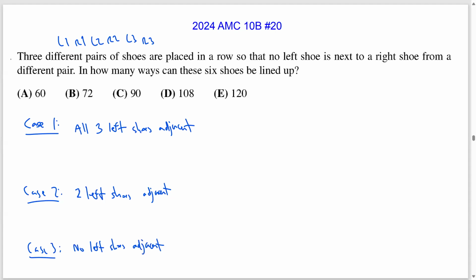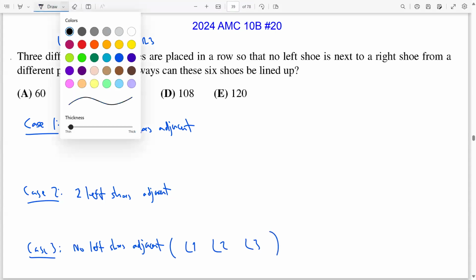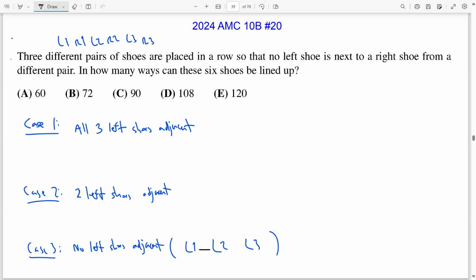Now it turns out that case 3 is actually impossible. To see why this is impossible, we want to think about what happens if I have 3 left shoes. Let's say L1, L2, L3. It doesn't really matter the ordering. But let's say I have 3 left shoes that are not adjacent to each other. We're going to show that this is impossible.